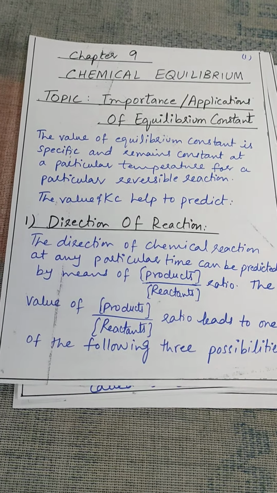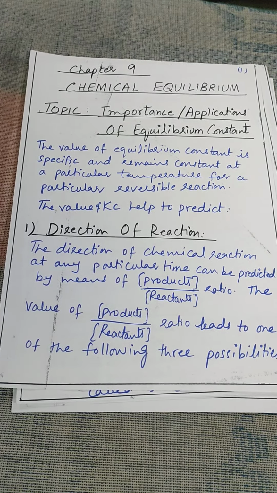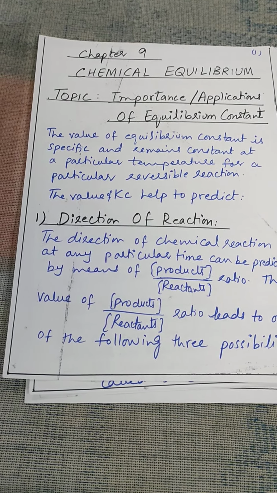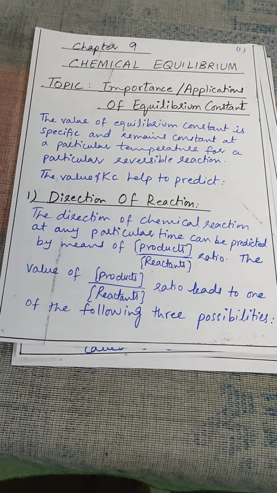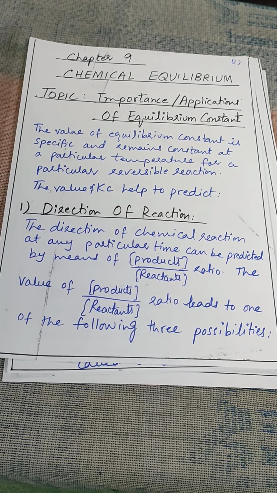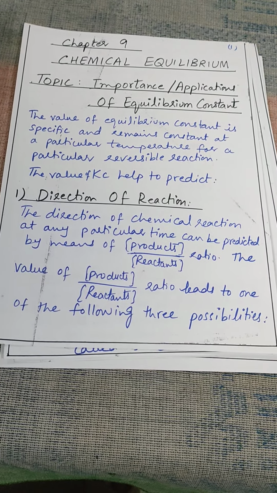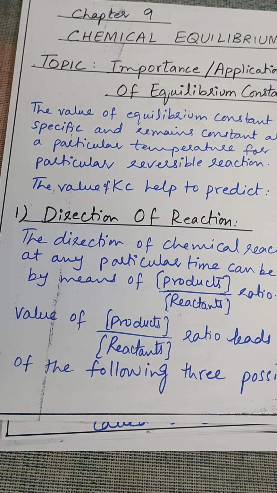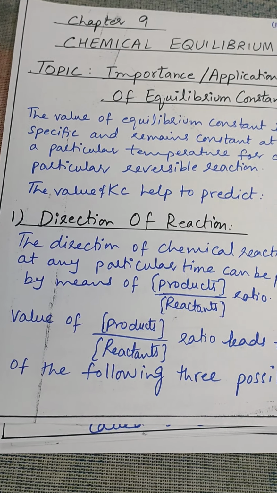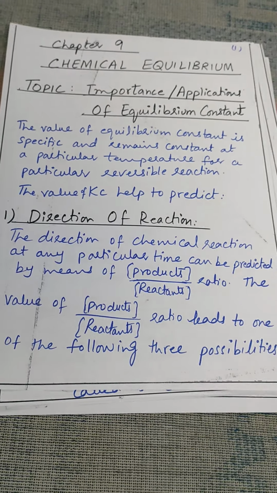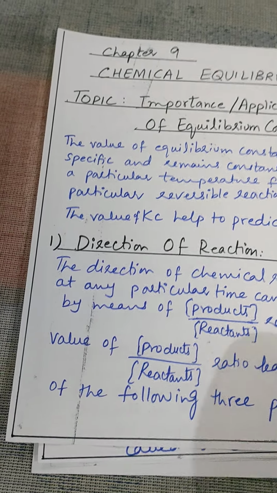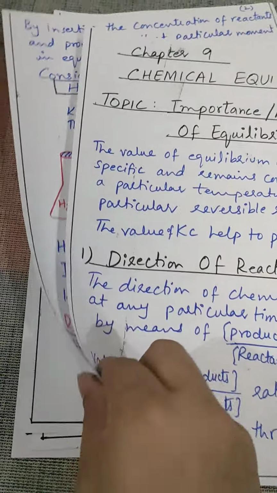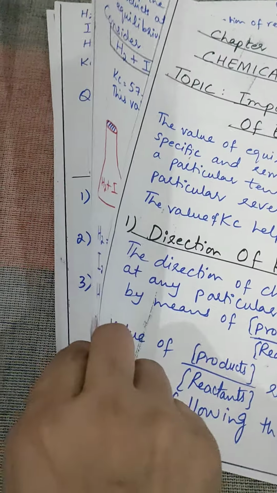Now here I am going to discuss the topic. The topic is importance or applications of the equilibrium constant. The value of the equilibrium constant is specific and it remains constant at a particular temperature for a particular reversible reaction. So the value of Kc helps to predict. First of all, you should know that there are three main aspects or applications regarding the equilibrium constant. The first one is the direction of the reaction. Second one is the extent of the reaction.